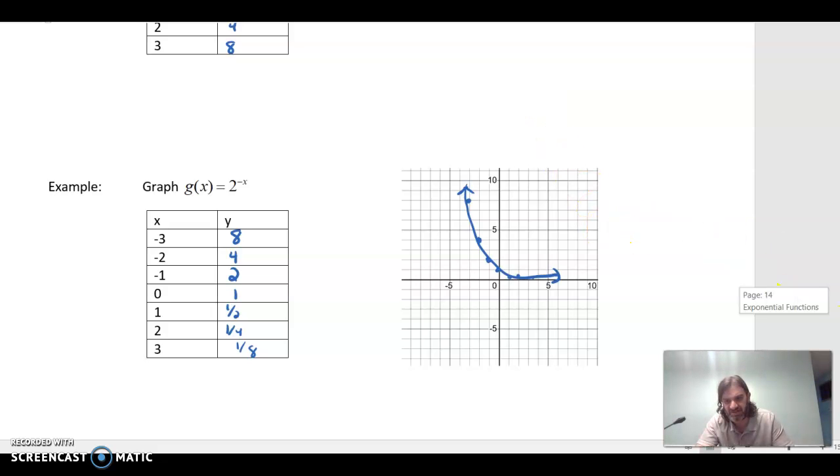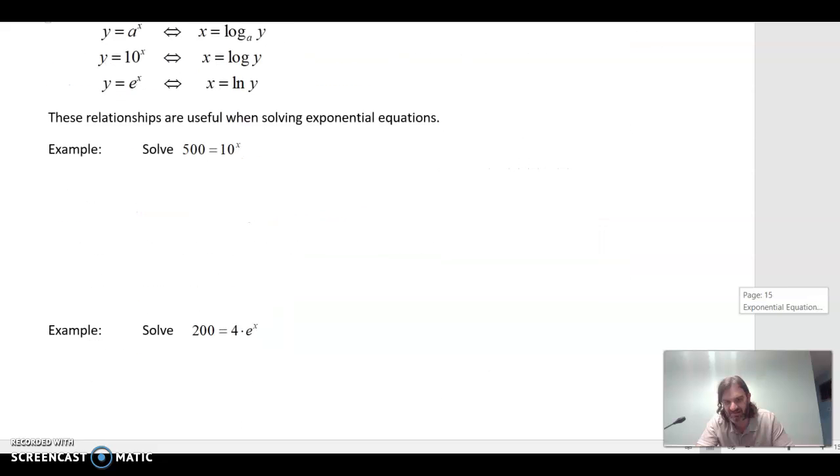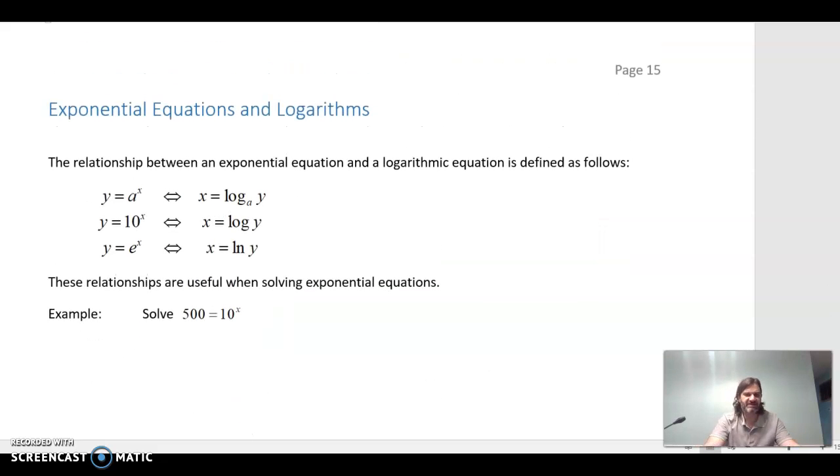Okay, so just like when we wanted to find intercepts and stuff before, we need some way to be able to solve certain types of exponential equations, and that's where logarithms are going to come into play. So you have to remember your definitions and relationships between exponentials and logarithms. So y equals a to the x is an exponential form, and the logarithmic form would be x equals log base a of y. So we have a special placement and relationship between the exponential and the logarithmic. That's for any base.